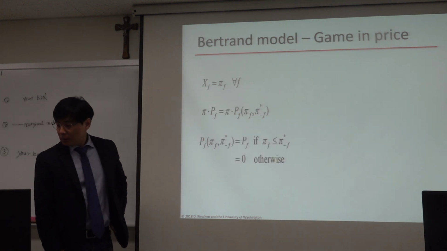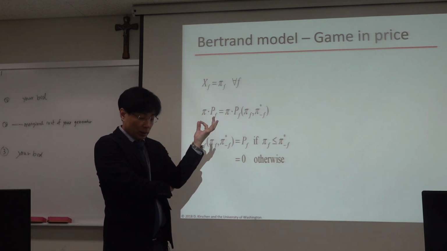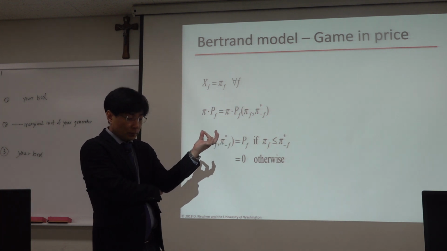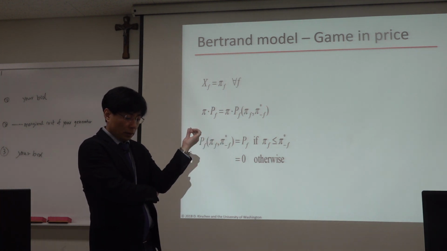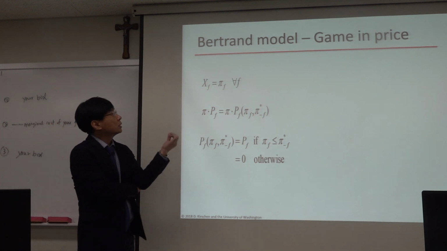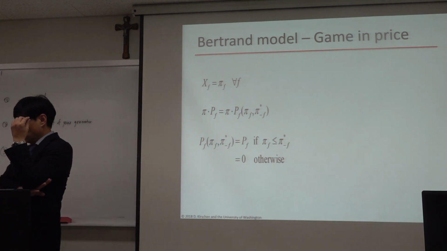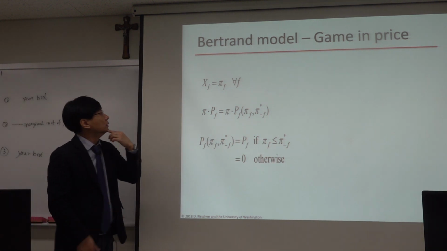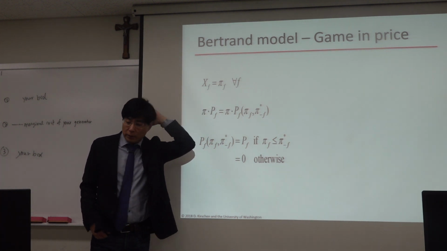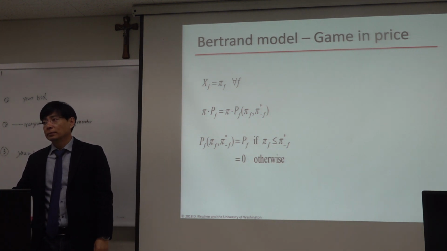Anyway, we will discuss two models, which are very simple, classical models. The first one is called the Bertrand model. This is called a game in price. In this case, price is your strategy. So your strategy, your action, is your price. And the meaning of this is that you don't want to sell below this price.